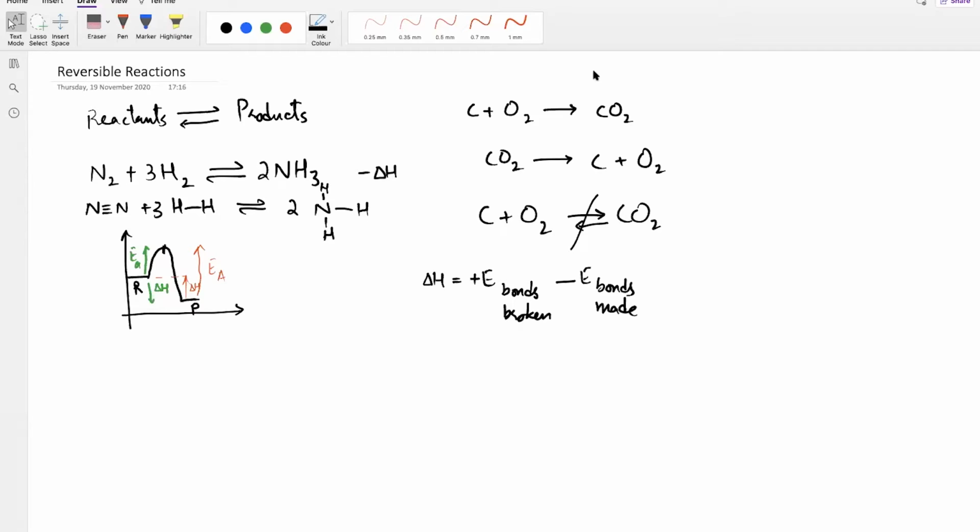Remember that activation energy is basically the energy required to break the bonds. So in the forward reaction, you're breaking the bonds of nitrogen and hydrogen. In the backward reaction, you're breaking the bonds of ammonia. So breaking the bonds of ammonia in this case requires more energy than breaking the bonds of nitrogen and hydrogen, which is why the reaction goes like this.